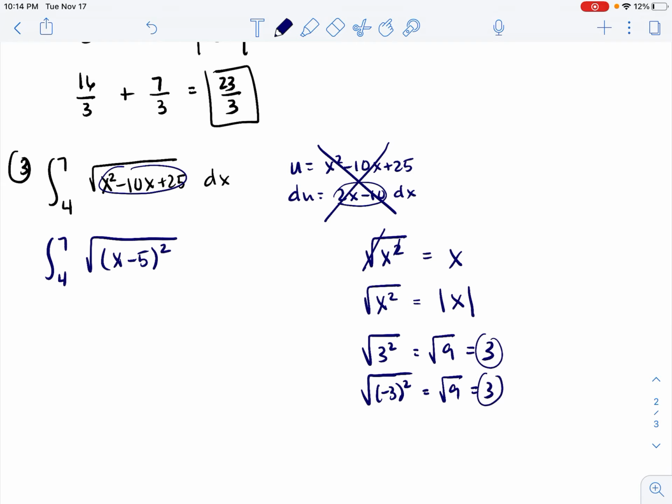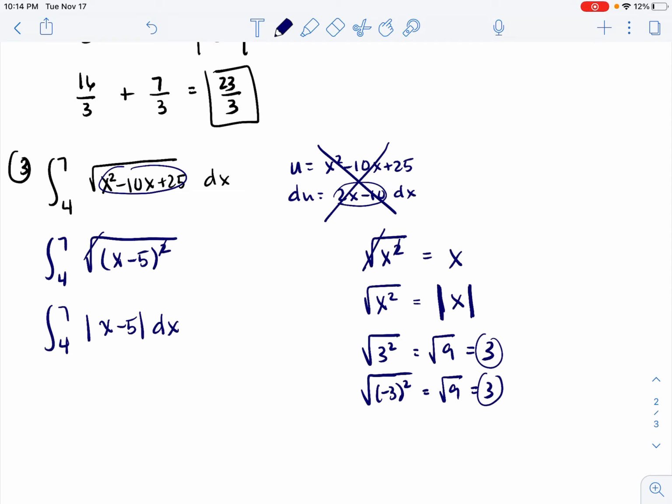How do they become positive? It's because the square root of x squared is actually the absolute value of x. So look, this problem then is going to go from 4 to 7. The square and the square root are going to cancel out, but we're going to be left with the absolute value of x minus 5 dx.